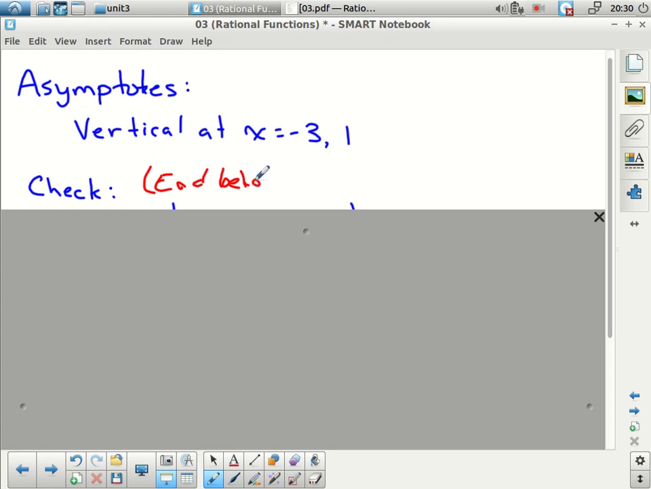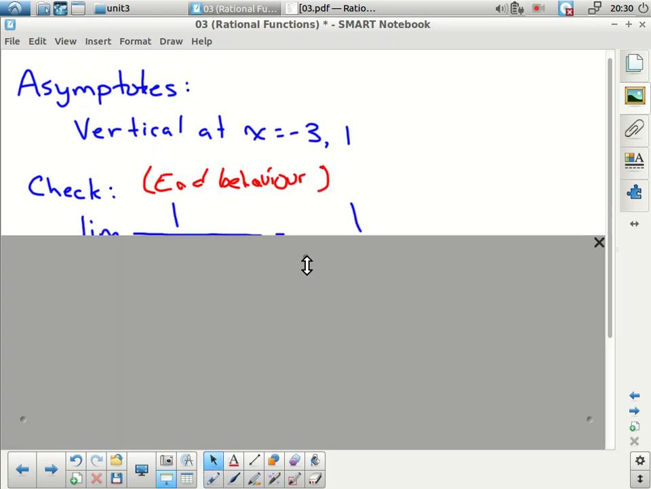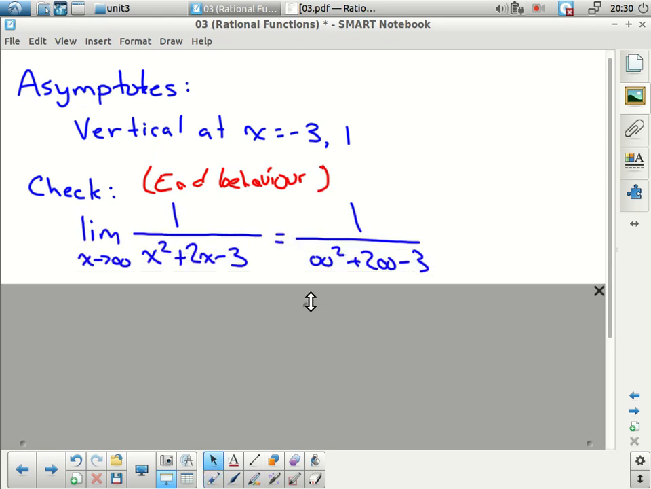Now again, I'm not sure how you learn this in advanced functions. Probably depends on who taught you. So one way we can do this is the limit as x goes to infinity. So we're going to plug in infinity and see what happens here.